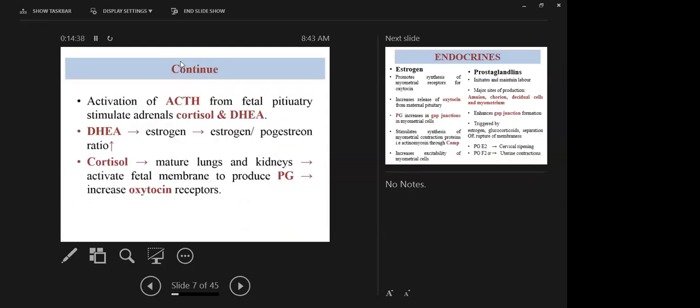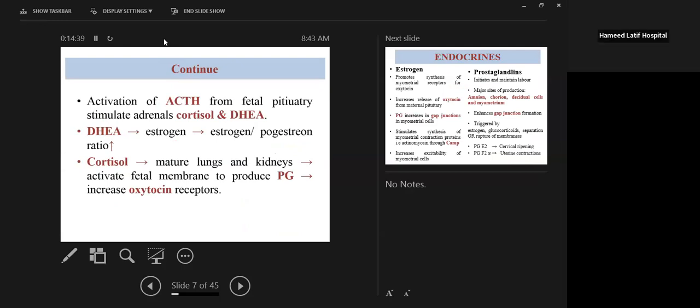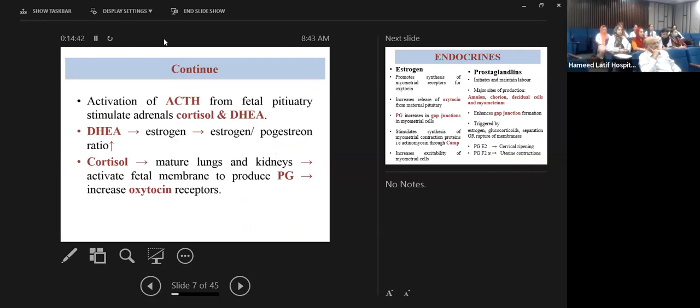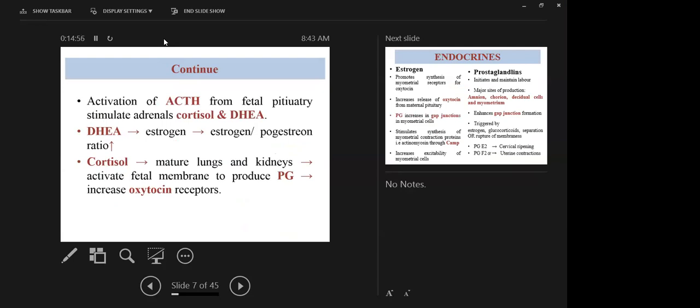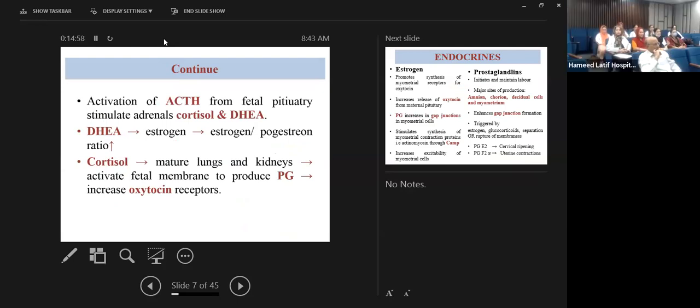Now, as we all know, during pregnancy, the main hormone progesterone causes uterine muscle relaxation through three effects. That is, it suppresses the production of prostaglandin, it inhibits the communication between myometrial cells, and it prevents the release of oxytocin.